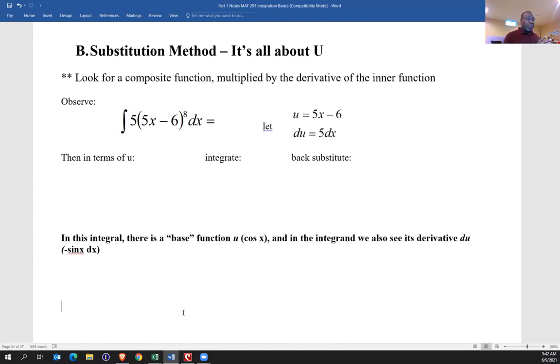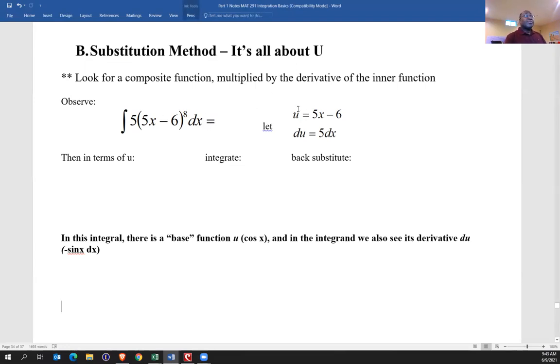Because remember, when we take the chain rule, we differentiate the outer function and then multiply by the derivative of the inner function. So in integrating composite functions, we want a composite function, but we also need to have the derivative of that inner function to some extent as part of the integrand as well. So let's say we have this example of the integral of 5 times (5x minus 6) raised to the 8th power dx.